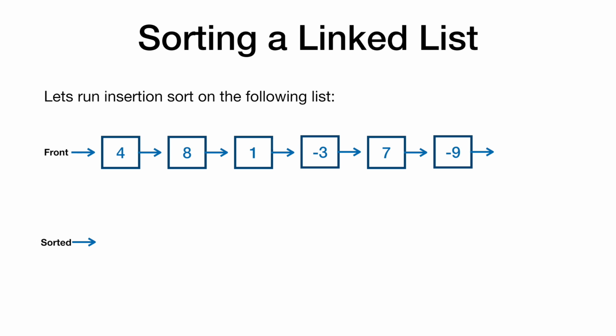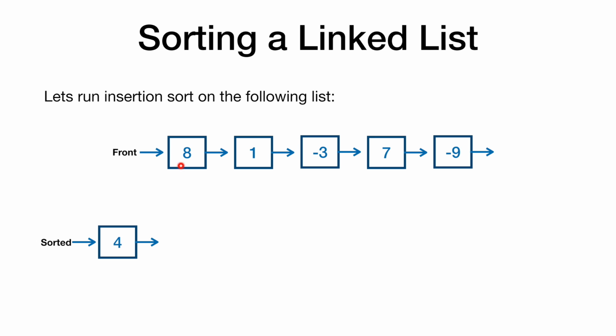Right? So the thing we do is we take the thing off the front and we figure out where it goes in our sorted list. So here it's 4 and we know it's going into an empty list, so it just goes at the beginning. And in that case, our front pointer moves to 8, right? And 4 now points to nothing, so we want to make sure that points to null.